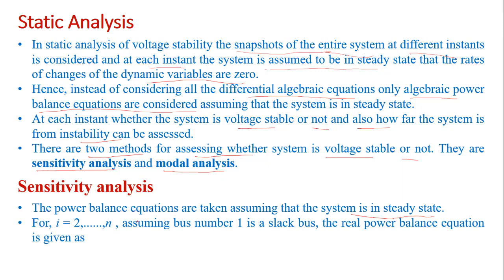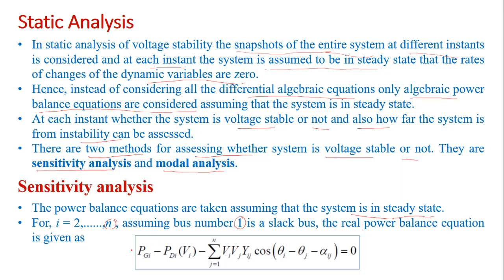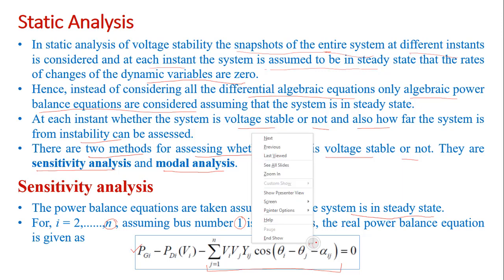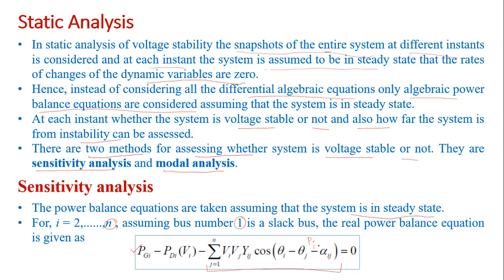Let us say the system has n number of buses. Assuming bus number 1 is the slack bus, the real power balance equation can be written in this way: Pgi minus Pdi as function of Vi minus summation over j to n of Vi Vj Yij cos of (theta i minus theta j minus alpha ij). So n is the total number of buses, and this equation is in fact your power injection equation. So this is Pi, the power injection equation.